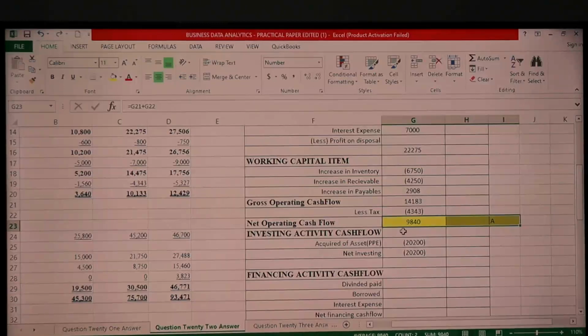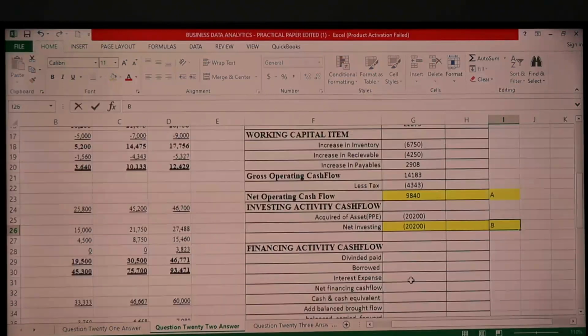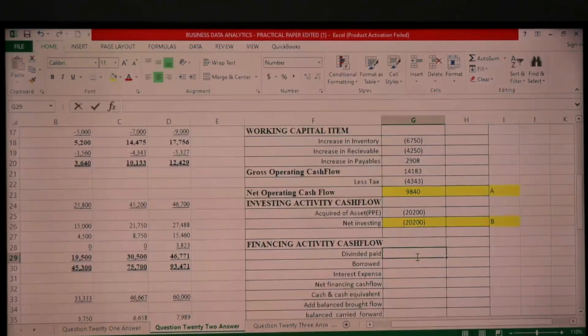Then next we have already got this, that is our B now. So we just type there B. Then we are looking now for C. That is the financing activity. Dividend is not given, you can just type there 0. But we have the borrowed. We are given the borrowed.